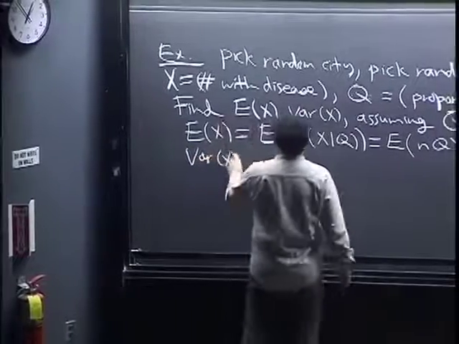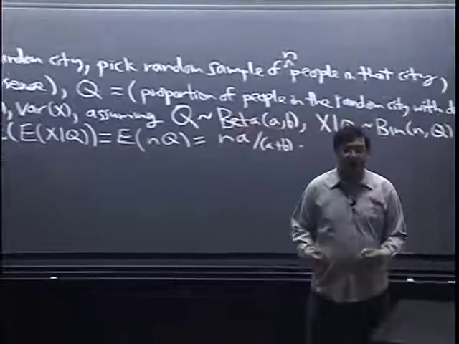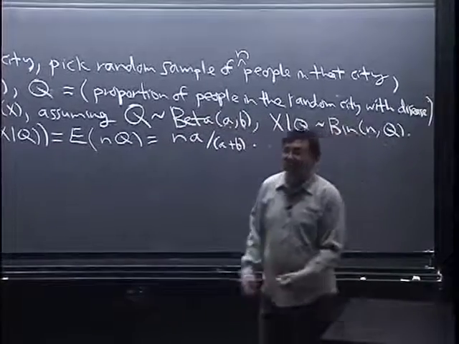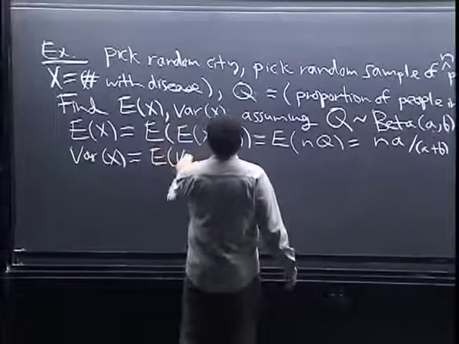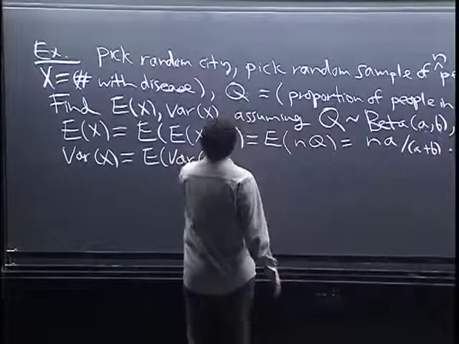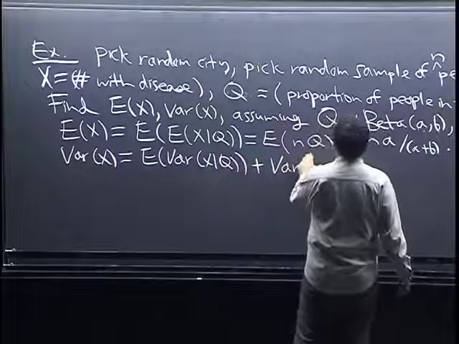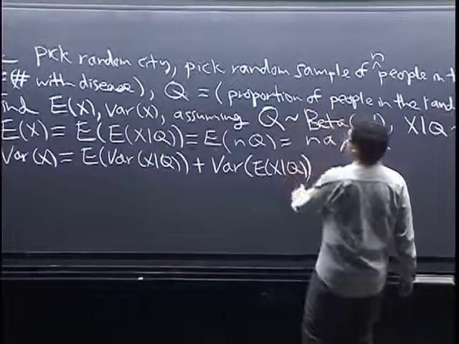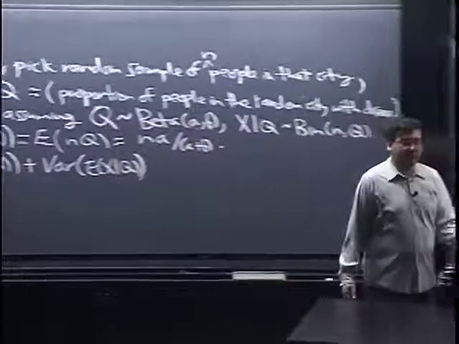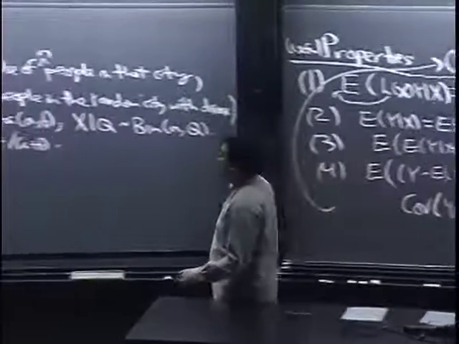So again, we're going to do this by thinking conditionally. We have a between cities and a within city term. Eve's law says this is the expected value of the variance of X given Q plus the variance of the expected value of X given Q. Then we just have to work out what are these two things.